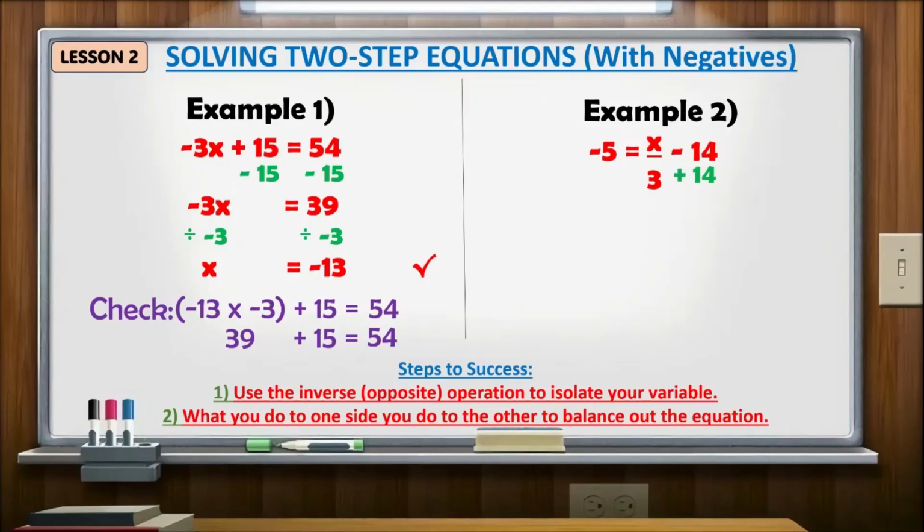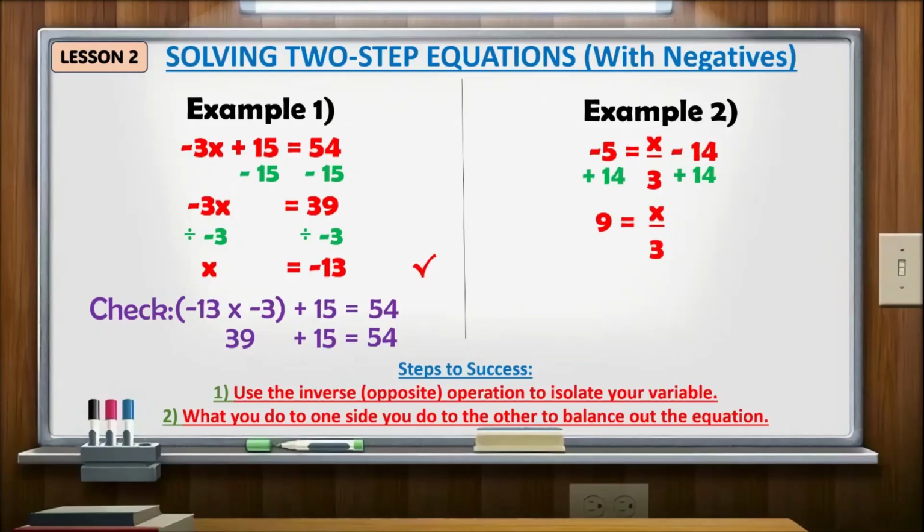But in order to balance out the equation, you must remember, whatever you do to one side, you do to the other. So I will also add 14 to minus 5. Now what I am left with is minus 5 plus 14, which is 9, and that is equal to x over 3. And that's the first step done.